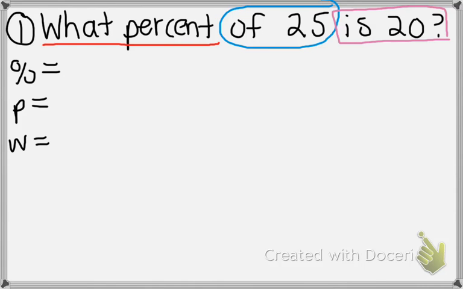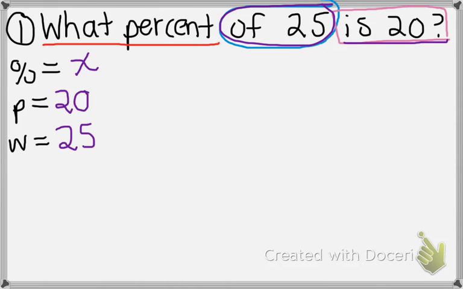Now, the percent. What percent of 25 is 20? What percent? When you see that word what, that means you don't know. We don't know what percent. We're trying to figure that out. So we're going to label that percent as X, a variable. Then part. We know that is goes with the part, so is 20. So our part is going to be 20. Now the whole. Of 25. We know the word of goes with the whole, so we're going to label the whole as 25.